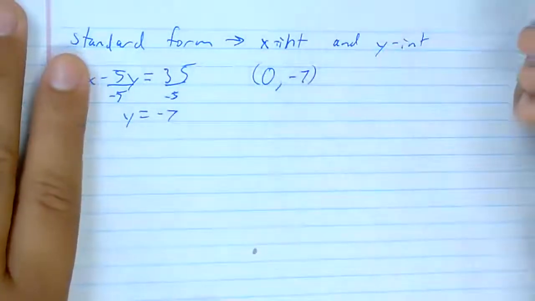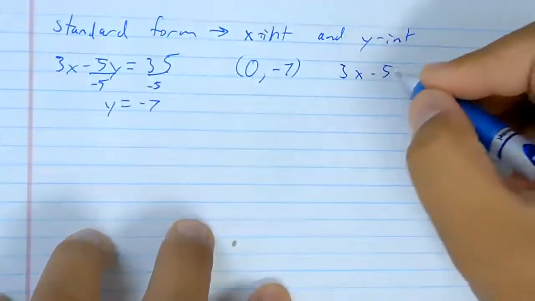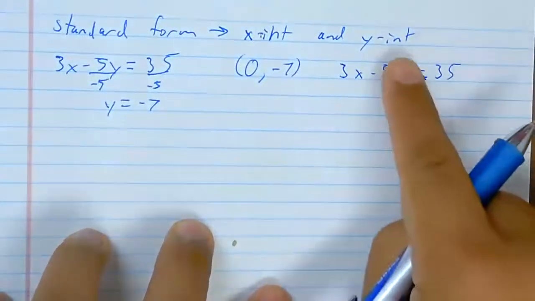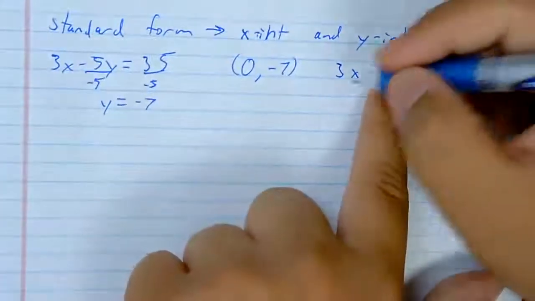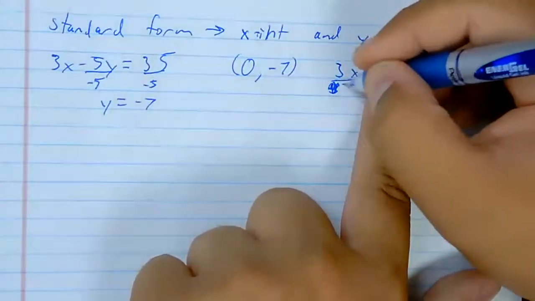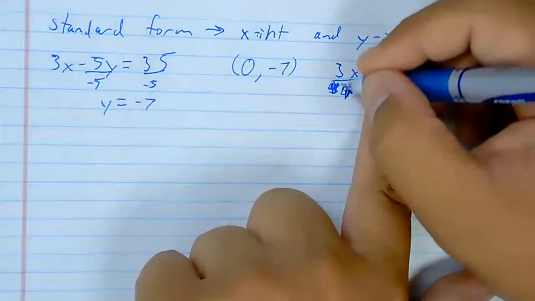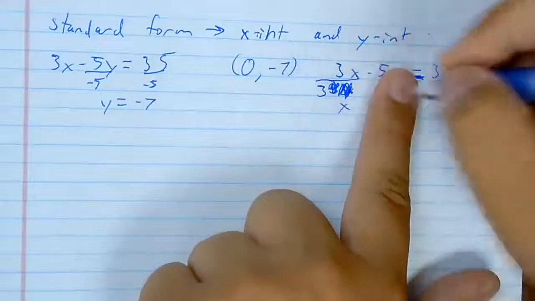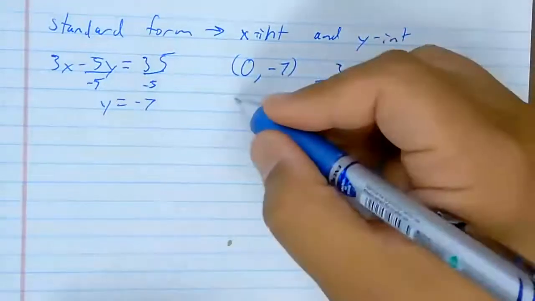Also, reset up the equation. 3x minus 5y equals 35. Cover up y. Well, that means we have equation 3x equals 35. We divide by 3. We end up with x equals 35 over 3.